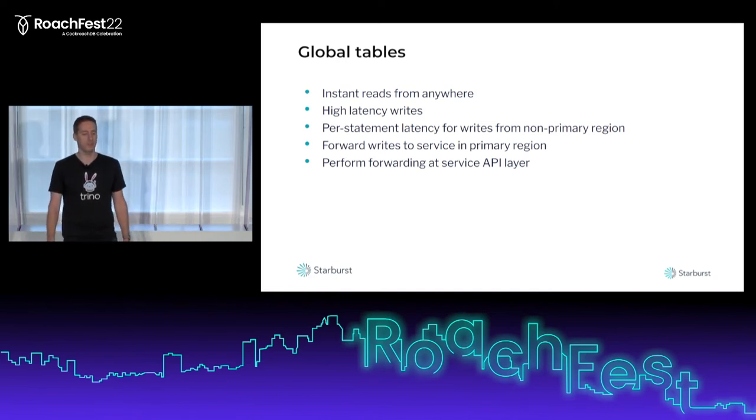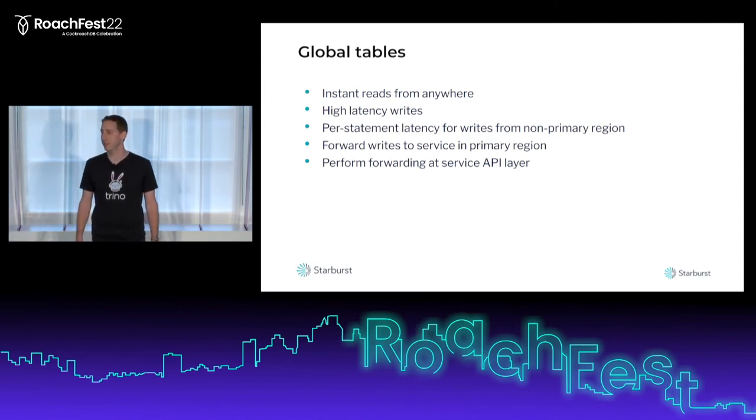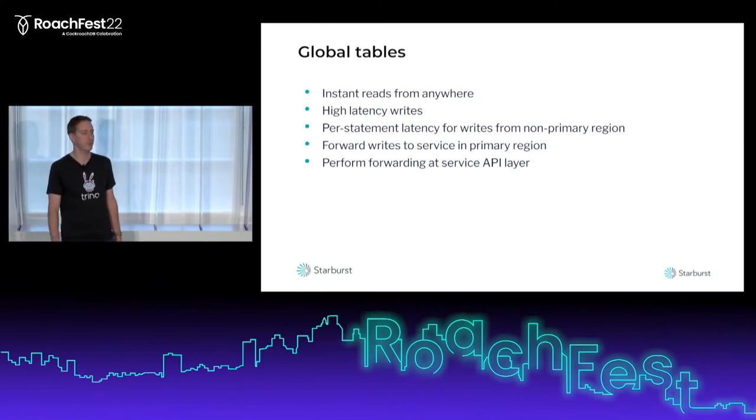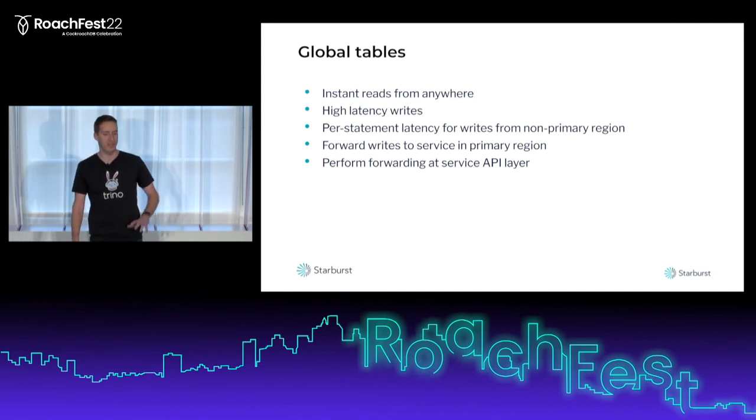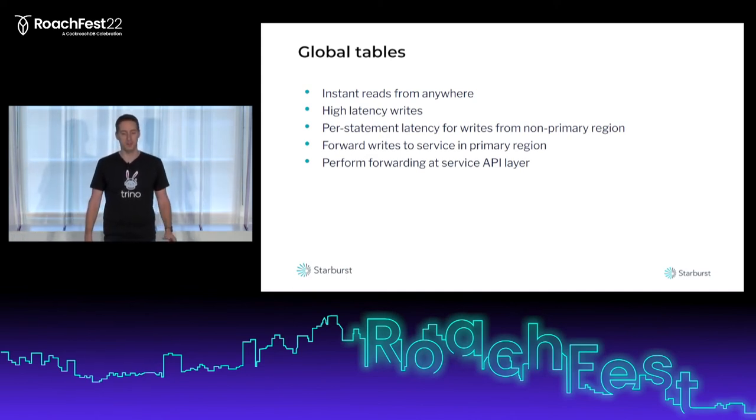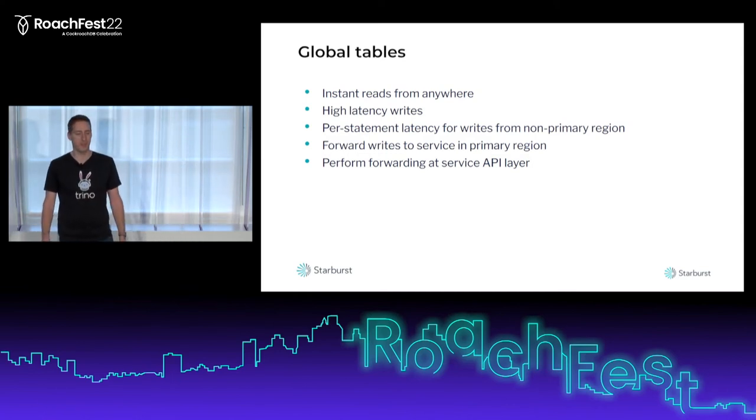So what we ended up doing was global tables. Global tables allow instant reads from anywhere. So no matter where in the world you are, the read is cheap, assuming you have a Cockroach instance there, at the cost of high writes, because you're basically doing a write into the future. And so you do a write, and it has to wait for that to be in the future or propagate everywhere.